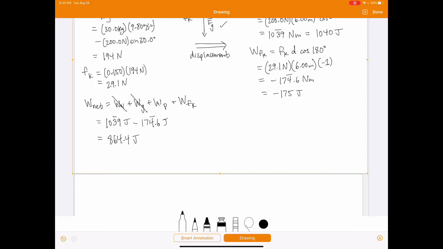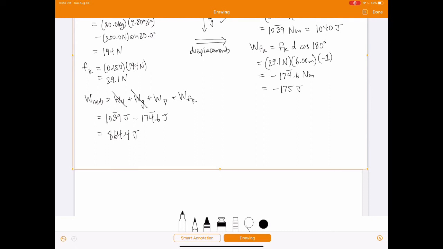But actually, if we're really keeping track of our sig figs, we have to round to the tens place because that's where we rounded for our first number here. So this would round to about 860 joules. Okay, so that's the net work.